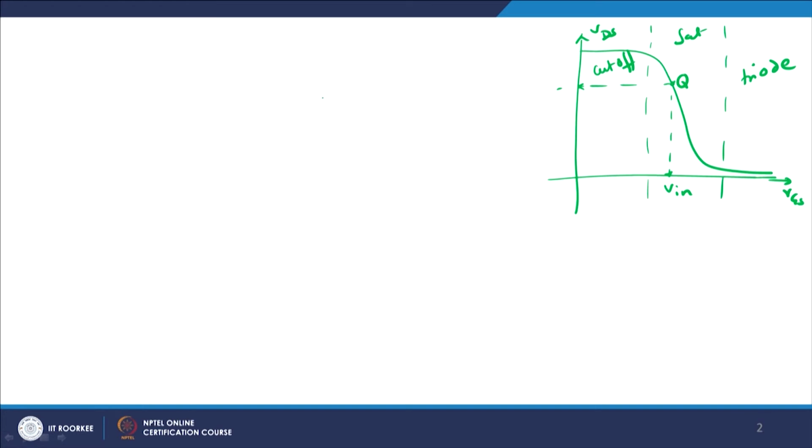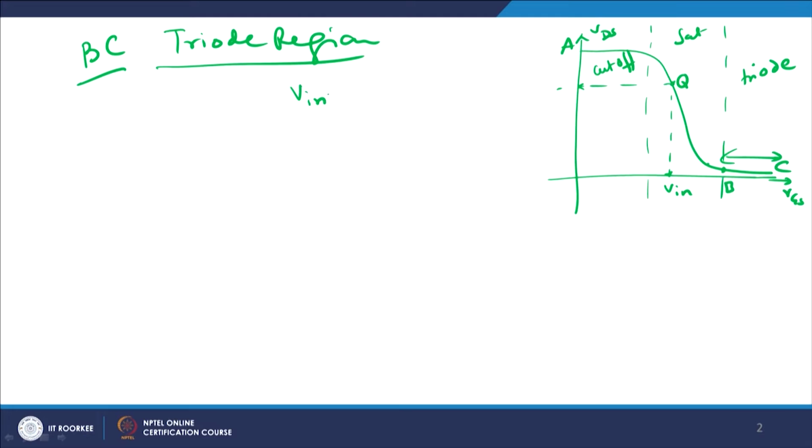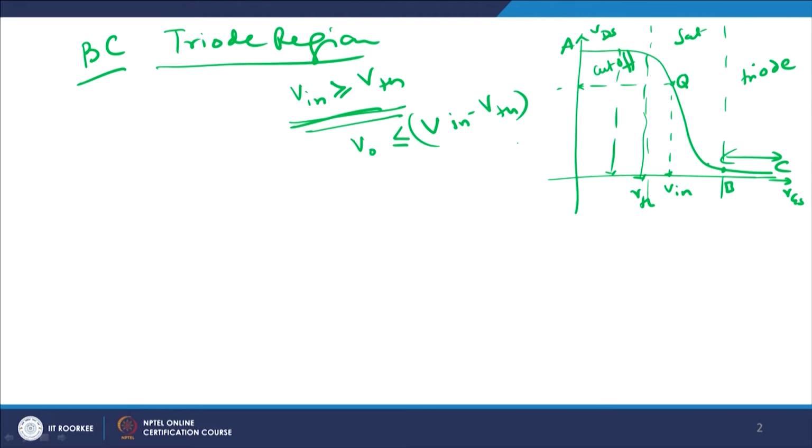So, with this discussion, let me come to the region. Let us suppose this is point B and this is C, this is A. Let me discuss the region BC, which is actually a triode region of operation. In the triode region, the input voltage is obviously larger than the threshold voltage VTH, which is somewhere here. But what has happened is that your V out has fallen below V in minus VTH, and that is quite critical.